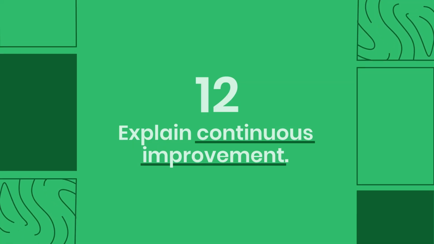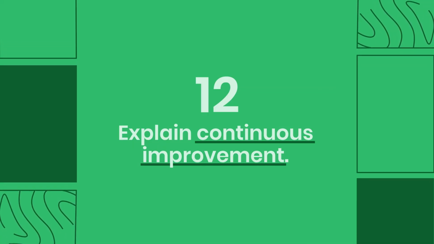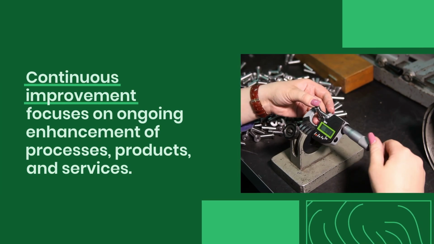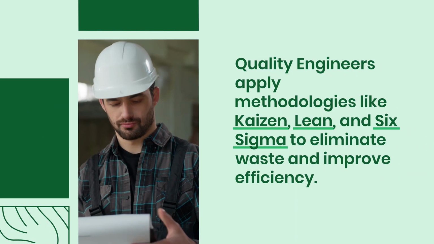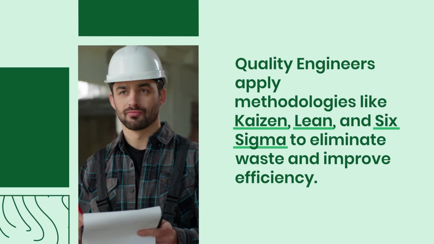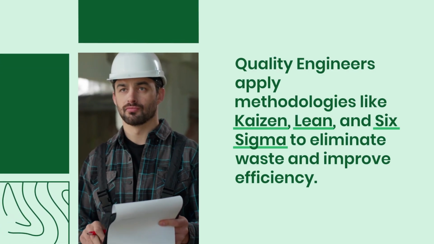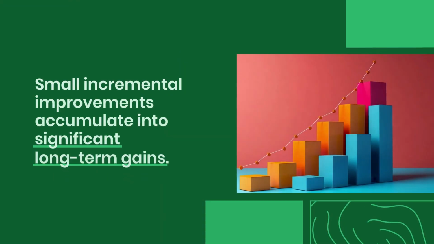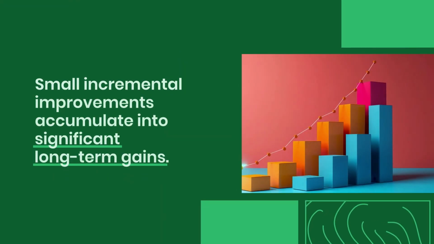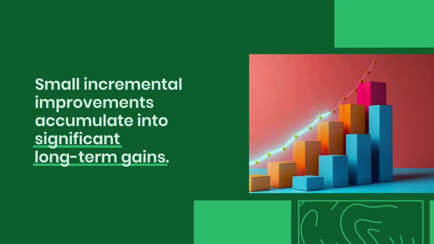12. Explain continuous improvement. Continuous improvement focuses on ongoing enhancement of processes, products, and services. Quality engineers apply methodologies like Kaizen, Lean, and Six Sigma to eliminate waste and improve efficiency. Small, incremental improvements accumulate into significant long-term gains.